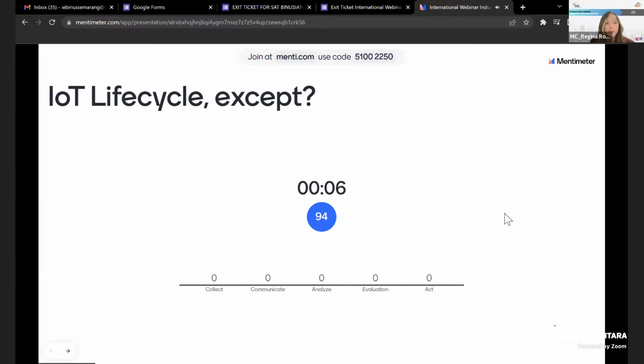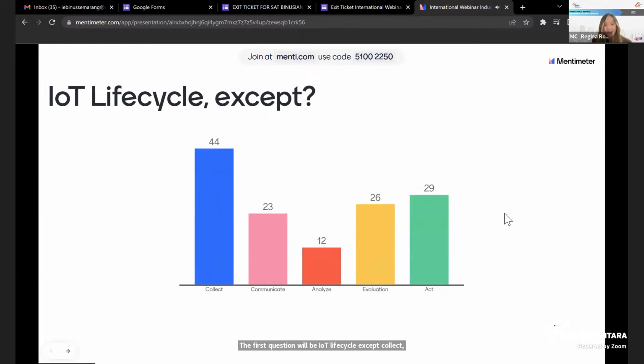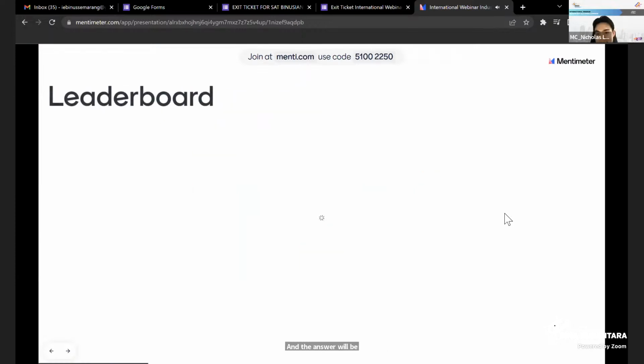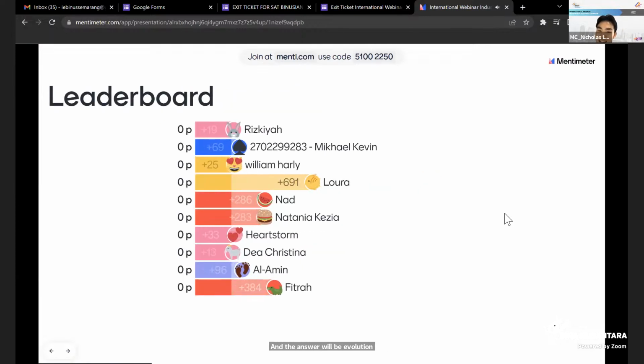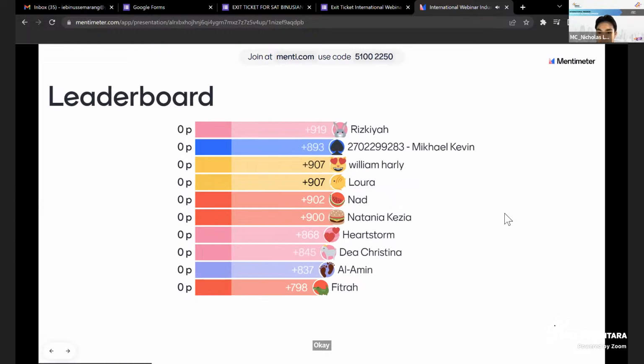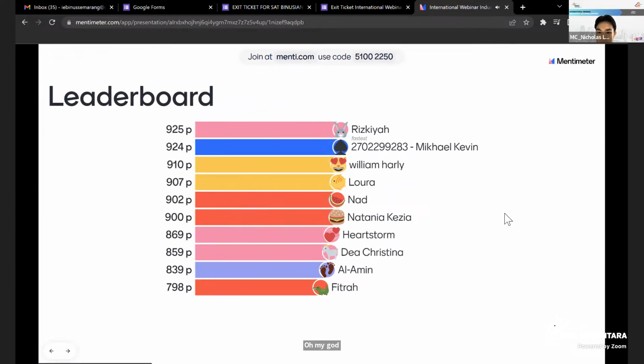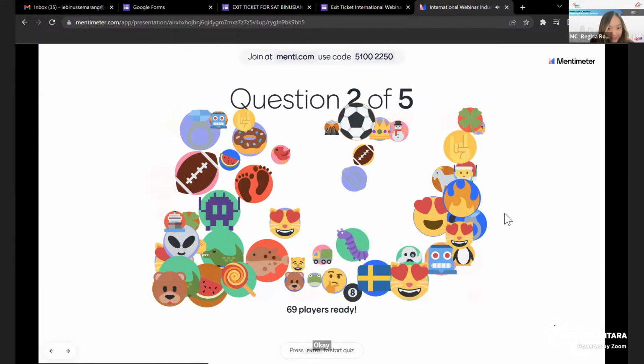The first question will be: IoT lifecycle, accept, collect, communicate, analyze, evaluation, or act. And the answer will be evaluation. Okay. Got it right. Wow, on the top of the leaderboard, we got Riskia.